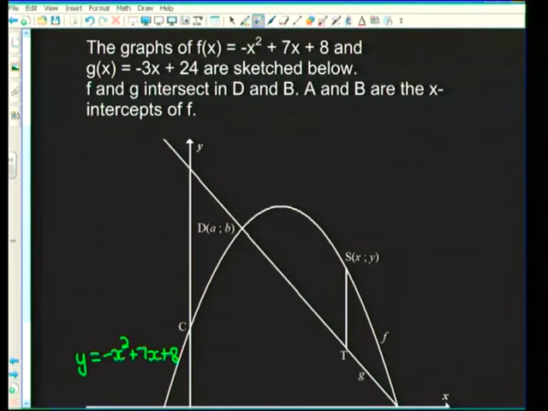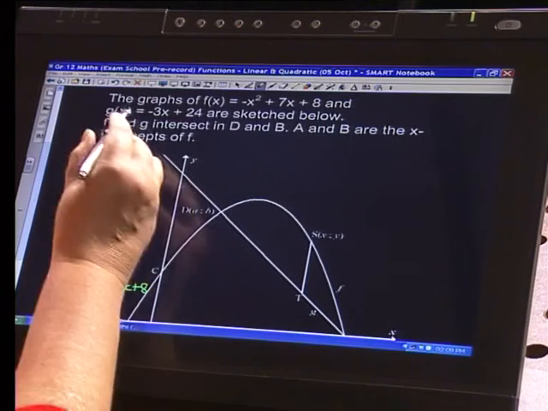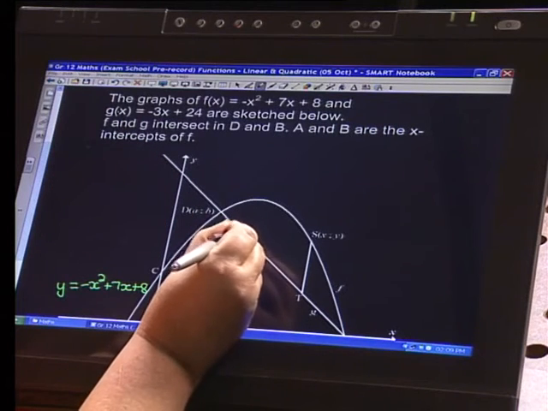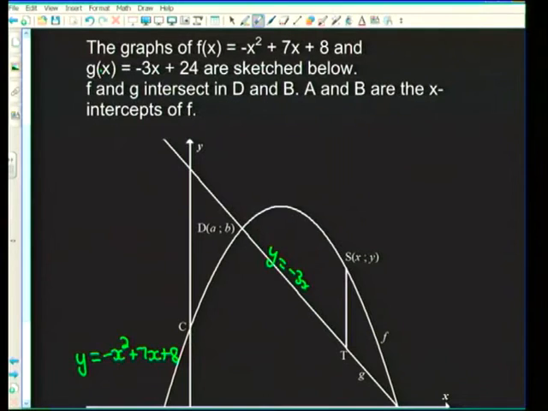That fits around what we know. We know that if it's a negative in the a value, the graph would be sad. And the straight line is y equals minus 3x plus 24. I always like to write the equation of the graph on the actual graph because it just makes it so much easier to think of the questions.